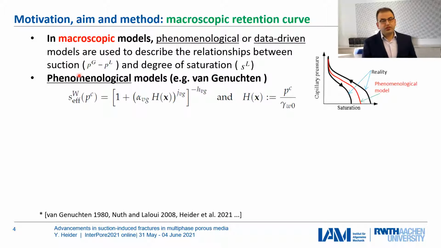For the phenomenological model, take, for instance, the Van Genuchten model. It is simply a curve which can be expressed in such an equation, and it approximates the wetting and drying paths in one curve. So to some extent it's a very rough approximation of reality.